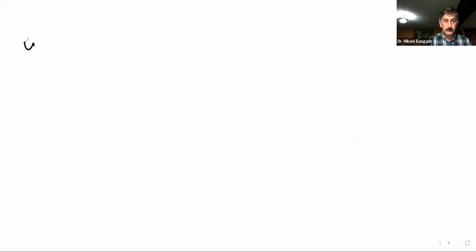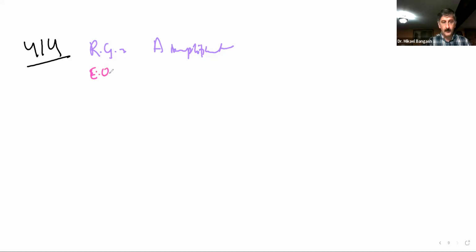Question 414. Which of the following does not belong to the group below? What are the options that we have? We have something that we call receiver gain. What would be another name for receiver gain? We call that amplification. The next option is, I'm just going to abbreviate it, energy output.